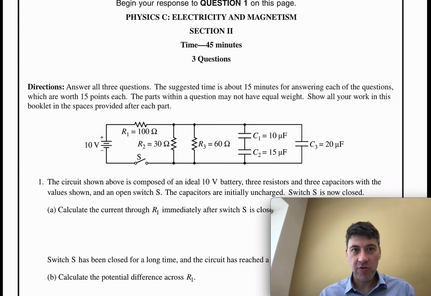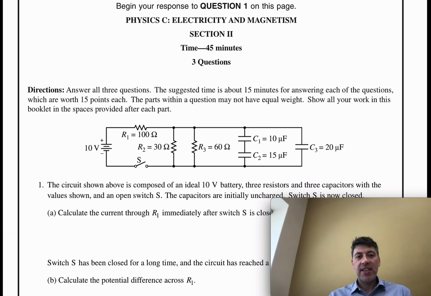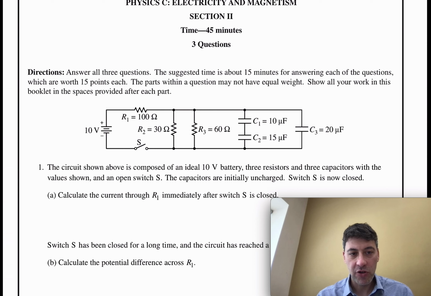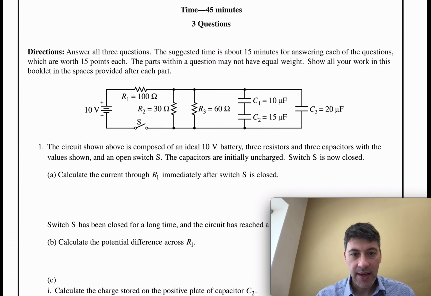And here's our first question, where we see a system of a few resistors and a few capacitors, so a variation of an RC circuit. The capacitors will be charging or discharging. Quickly we see that we have an ideal battery, resistors and capacitors with given values. And the capacitors are initially uncharged. This is a little bit important. And the switch S is now closed.